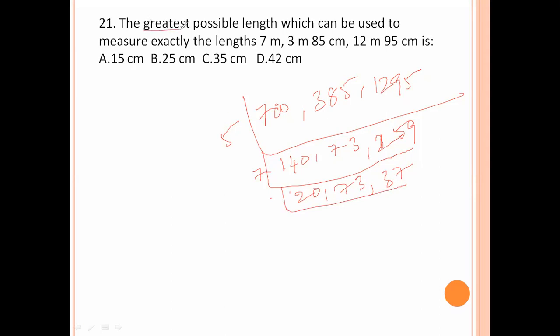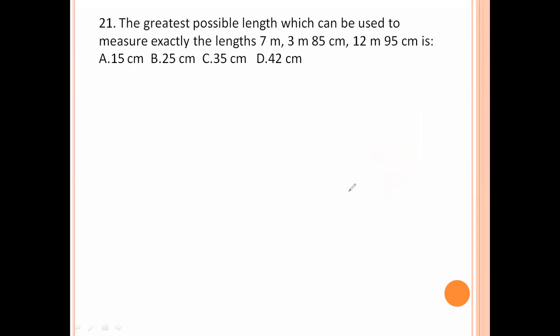Here, greatest number means it is not LCM, it is HCF. We have to find the HCF of 700, 385, 1295. Otherwise, another way is to check which of these values is the greatest that divides them. 42 does not divide this one. 35 divides this one.